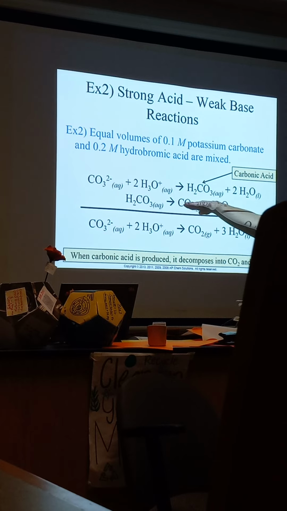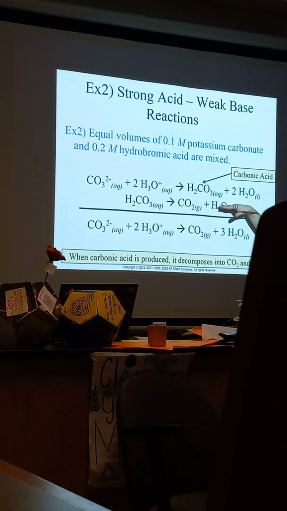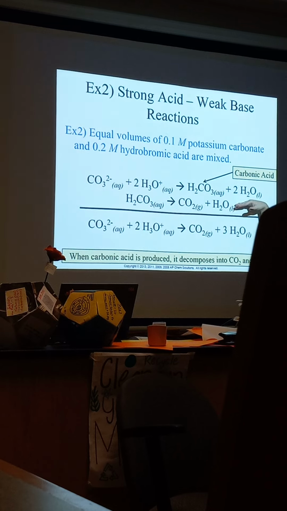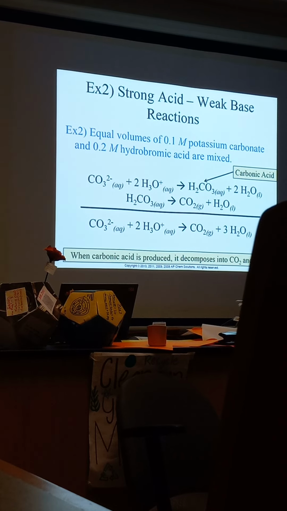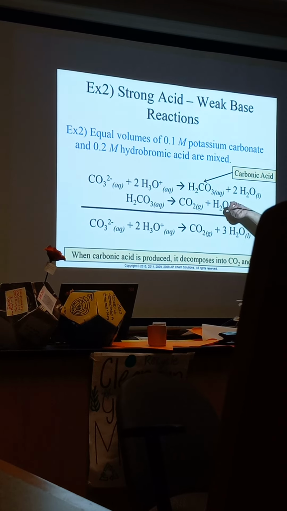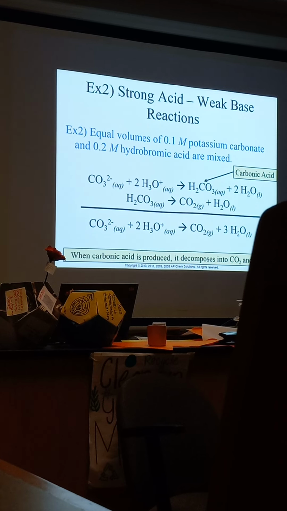Guys, is this second line right here, does it have anything to do with acid-base chemistry? No, it's just something we've seen before, and this is just kind of illustrating an interesting concept where you can mix acid-base chemistry with other stuff.